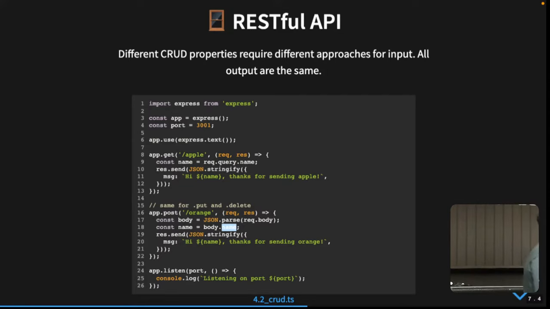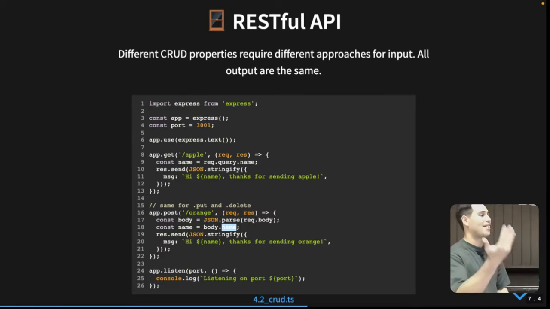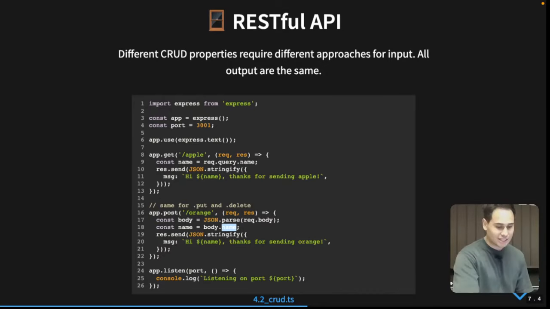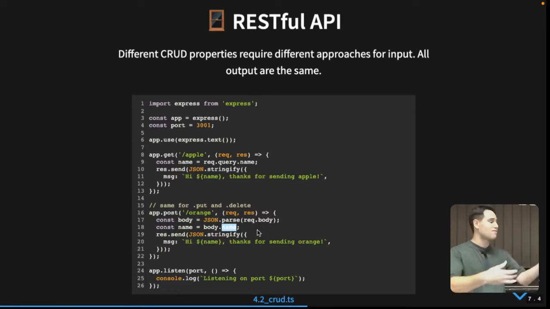Yeah, exactly right. We have to define it in the API. There is no magic answer. The person that called it had to have read a manual somewhere that said, if you want to add an orange, here's where you should put the name of it, and this is what you should name the key. In this case, it's literally just name. There's no magic around it. You can't magically figure it out.